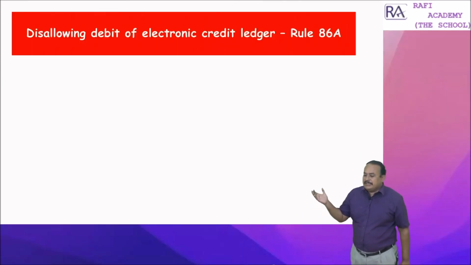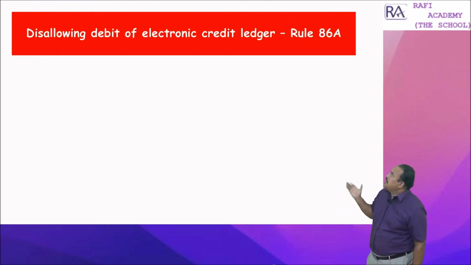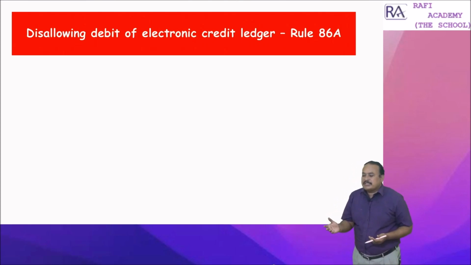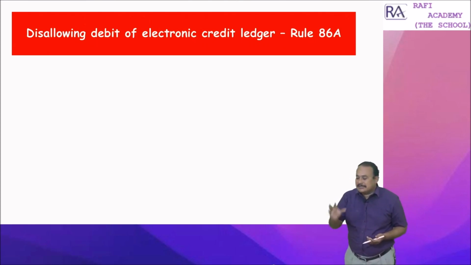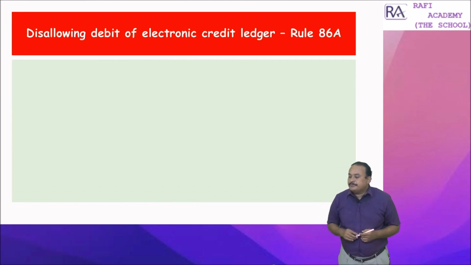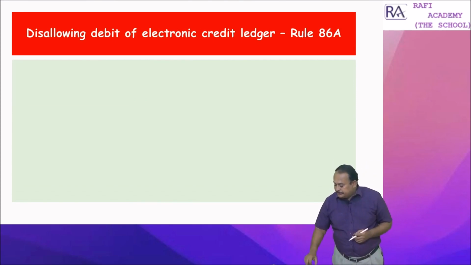Now look here, my dear sir. Disallowing debit of electronic credit ledger. How to understand this? Rule number 86A. In this regard, the guidelines issued by the CBIC, I am presenting one by one as follows.